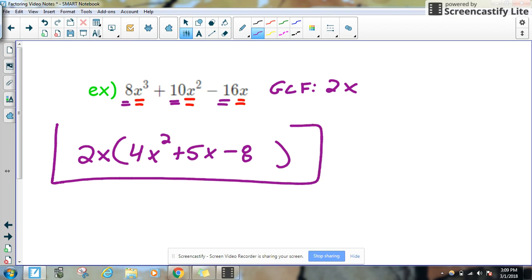And if you check your answer by using multiplication, you will see that this is the correct factored solution. Okay?